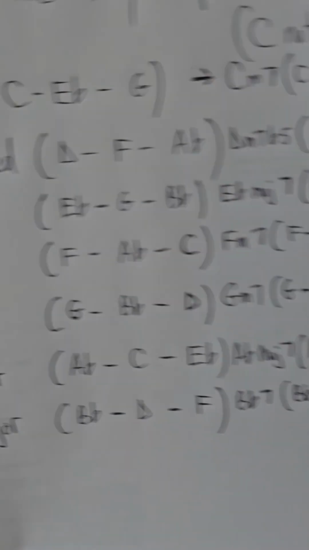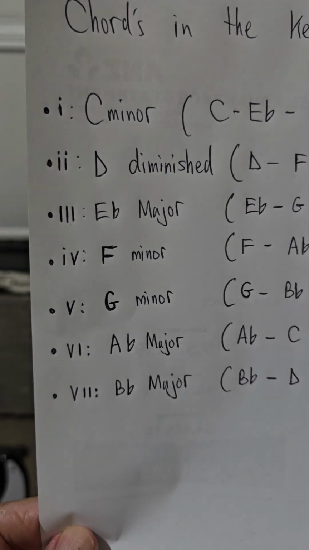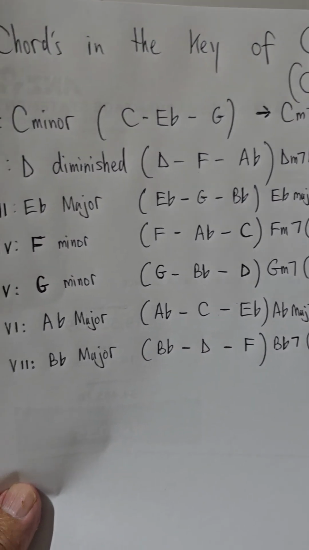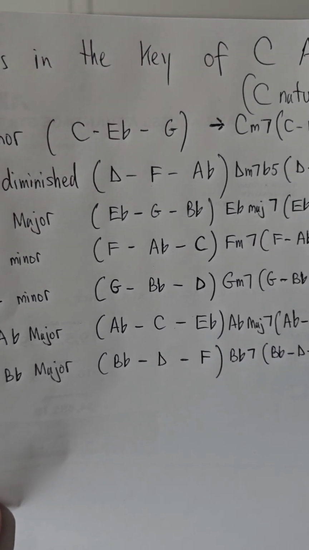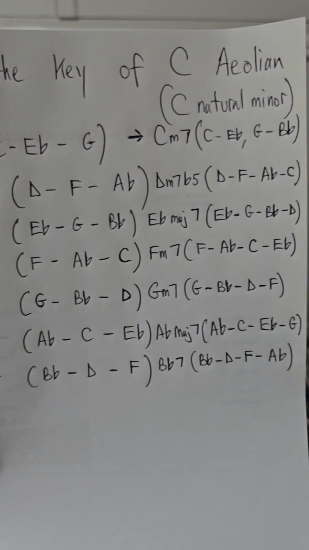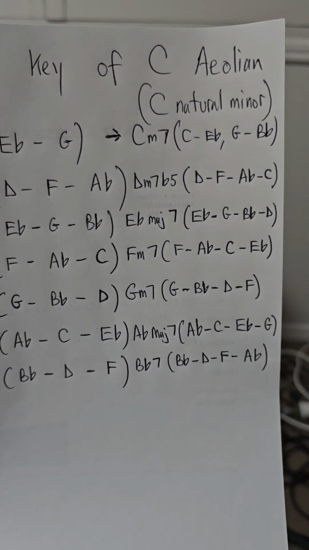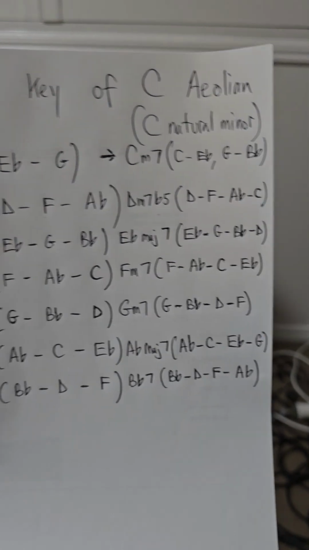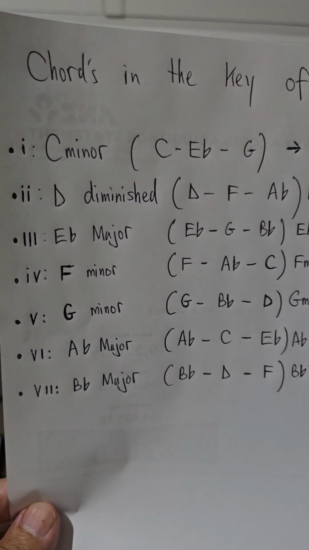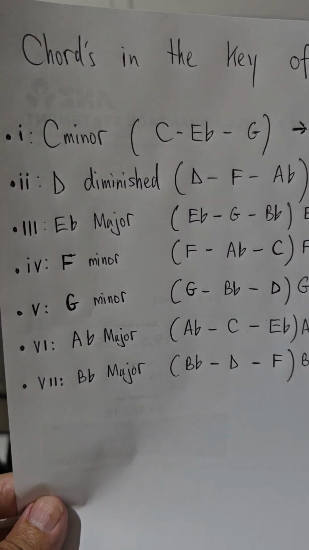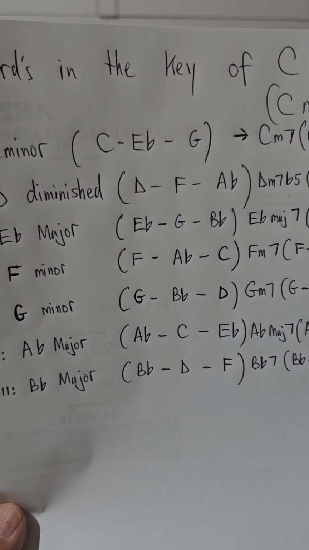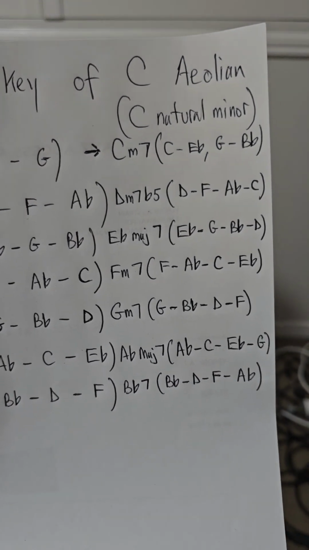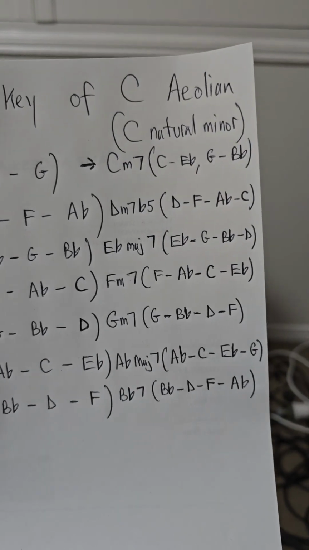Next chord, E flat major. So we've got minor, diminished, major. E flat major, E flat, G, B flat. E flat major seventh, E flat, G, B flat, D. The fourth chord is F minor, F, A flat, C, or F minor seventh, F, A flat, C with the E flat.